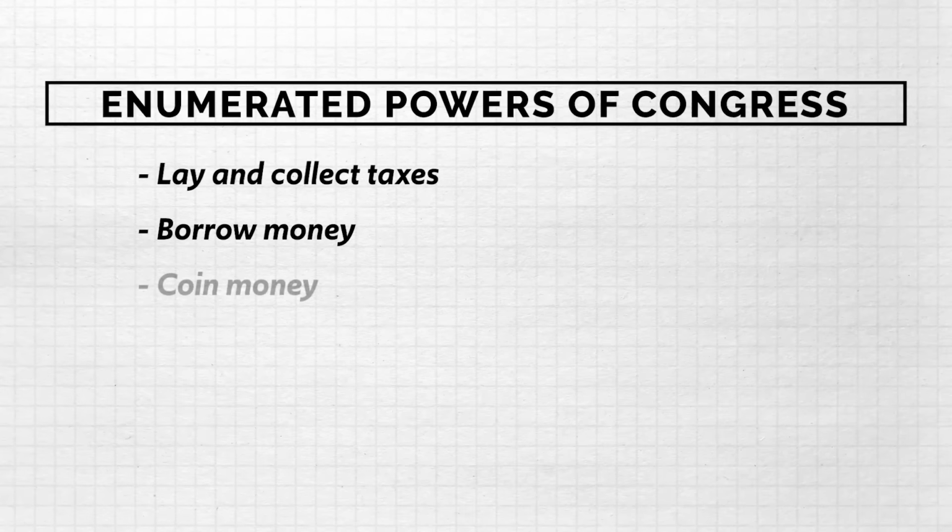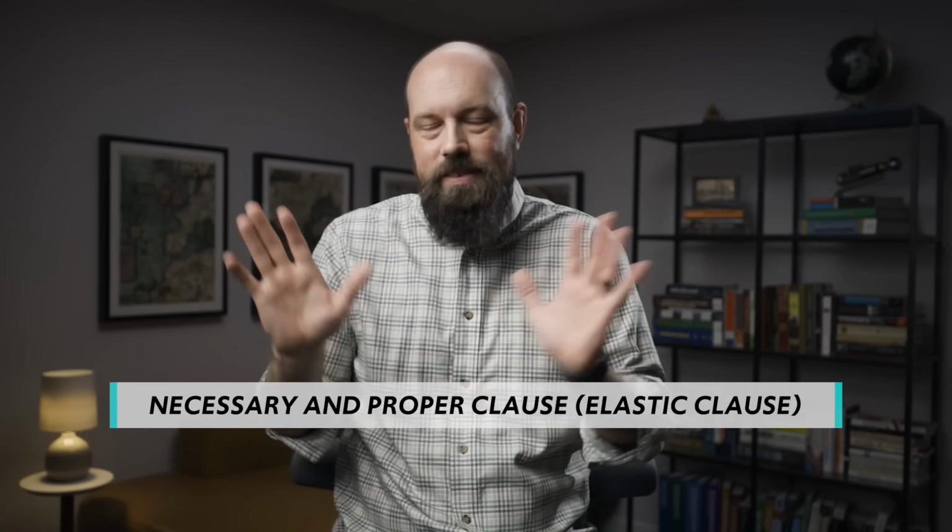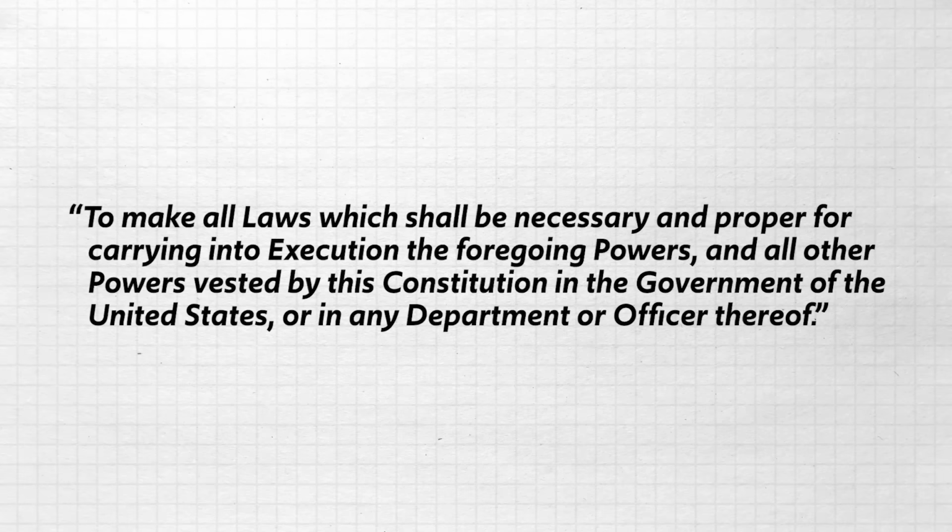But probably the most important part of this section comes at the end, and is known as the Necessary and Proper Clause, or you might hear it called the Elastic Clause, same thing. It says that Congress has the power to make all laws which shall be necessary and proper for carrying into execution the foregoing powers and all other powers vested by this Constitution in the government of the United States or in any department or officer thereof.